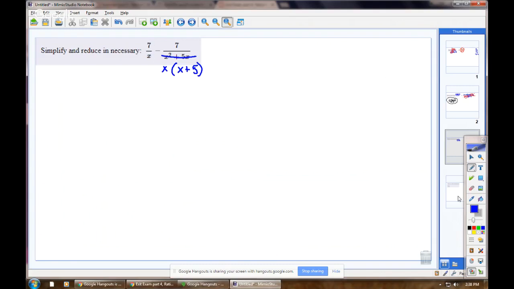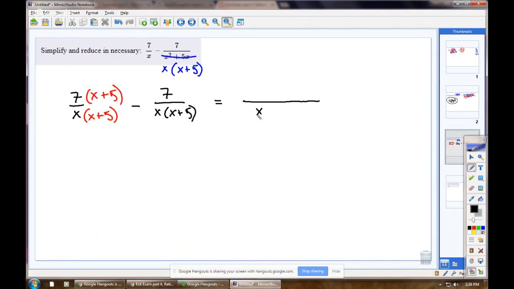So this one right here is missing a factor of x plus 5. So I have 7 over x, and I need to adjust it by multiplying it by x plus 5, which I also have to do to the numerator. That right there, and then I'm going to have to subtract the 7 over x times x plus 5. As far as subtraction goes, as long as you have a common denominator, you keep it and subtract your numerators.